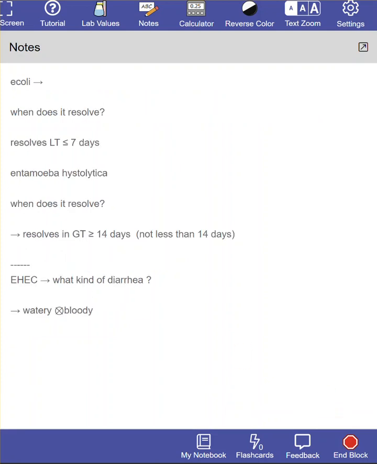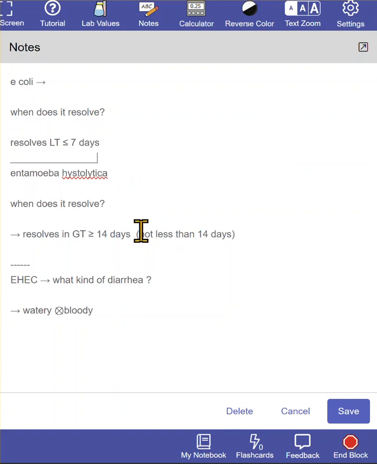Let's see. E. coli leads to, when does it resolve? It resolves in less than 7 days. So this is really important. If you have a patient that seems like they have E. coli infection in your mind, however, they've had this infection for longer than 7 days, can you on the boards ever say E. coli? The answer is no.